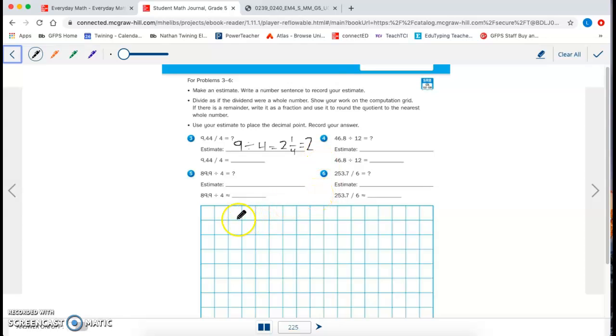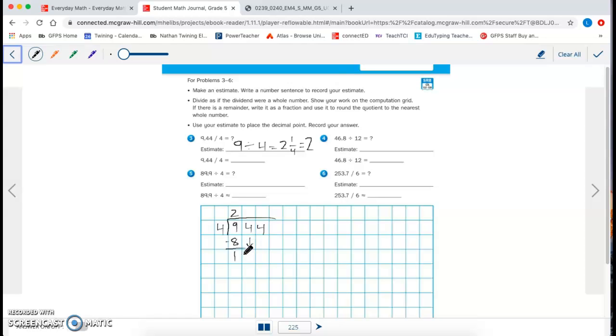Now let's do the actual math. So I'm going to have 944. I'm writing it as a whole number, and I'm going to divide it by 4. So again, I know that 4 goes into 9 2 times, and I get 8. And when I subtract that, I end up with 1. I'm going to bring this 4 down, and I get 14.